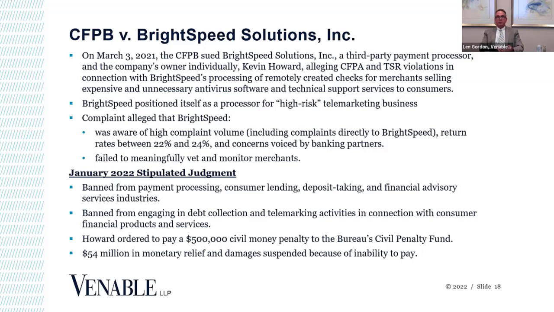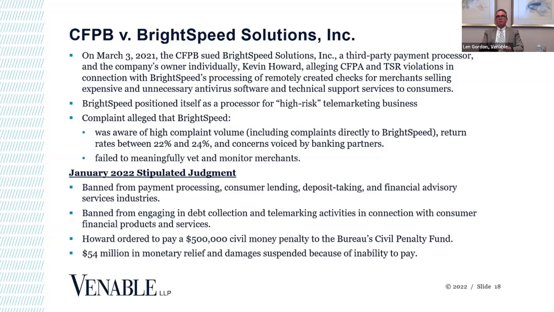You have seen the FTC bring several cases against online tech support companies. You've seen the FTC bring several cases against payment processors that did business with online tech support companies. You have seen the Department of Justice criminally prosecute some companies that were involved in processing payments for online tech support and companies involved in online tech support.